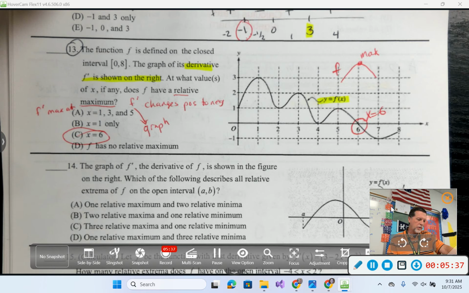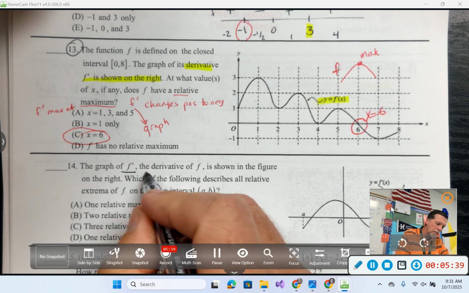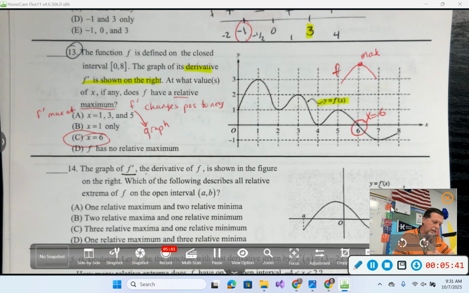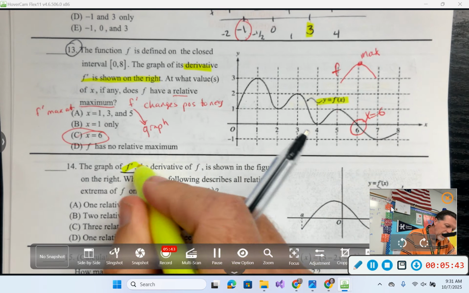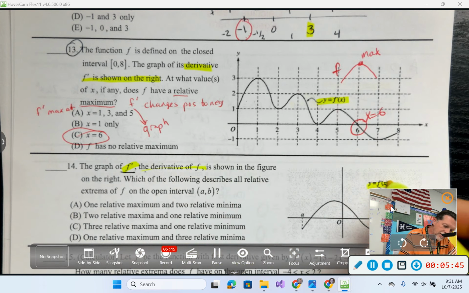14 is pretty similar. They're giving you the graph of f prime. They're not trying to trick you, right? They say this is the graph of f prime. It's the derivative of f, and it's labeled f prime. So they don't want you to get mixed up on what you're looking at.